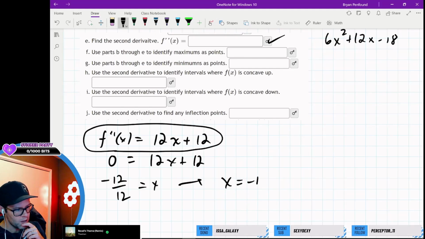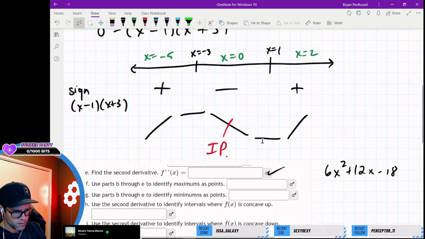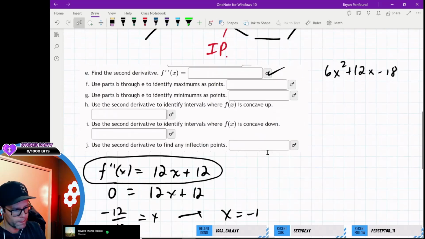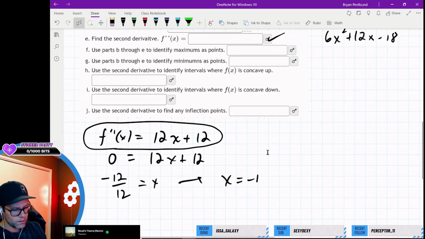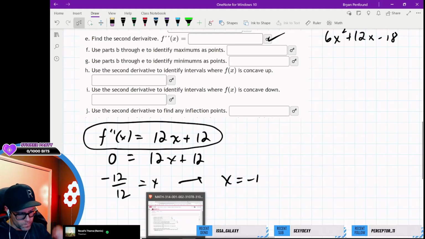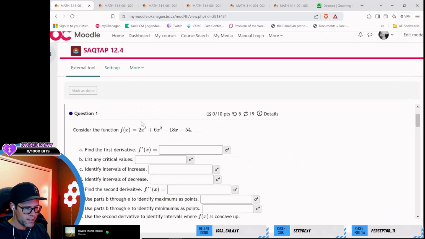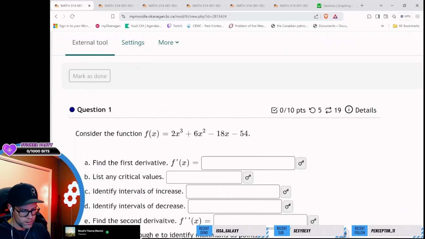Use parts B through E to identify maximums as points. What does that mean? Okay, so there's a potential maximum at negative 3 and a potential minimum at 1 is what they're saying. Got it. Okay, I understand. I think I get what they're trying to say. What's our original function? We basically just have to sub 1 into this function and negative 3 into this function, and that'll work, I think.